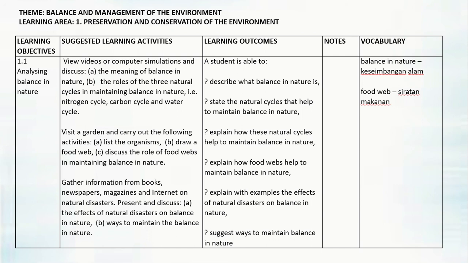For the notes, there is none. However, the vocabulary used in this topic is balance in nature, which means keseimbangan alam, and food web, which means siratan makanan.